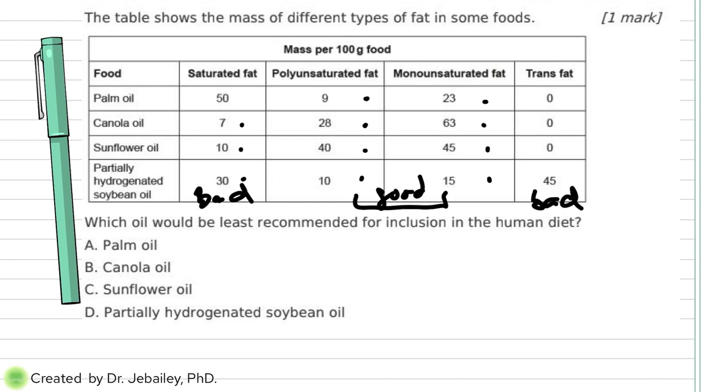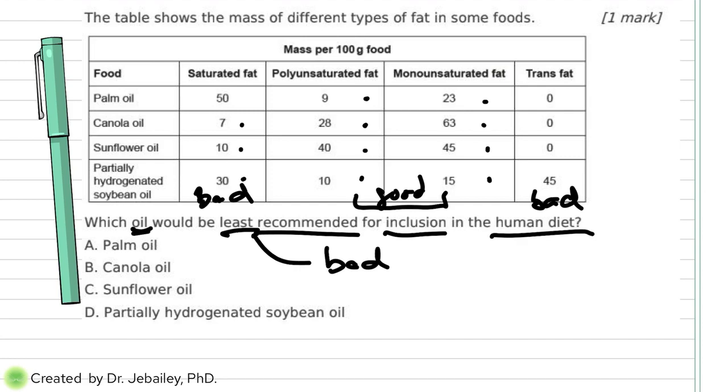Now, let's look at what the question is asking. It says, which oil here will be the least recommended for inclusion in a human diet? That means if we're saying least recommended, we're trying to say what is the worst oil in this chart? What is the bad one?